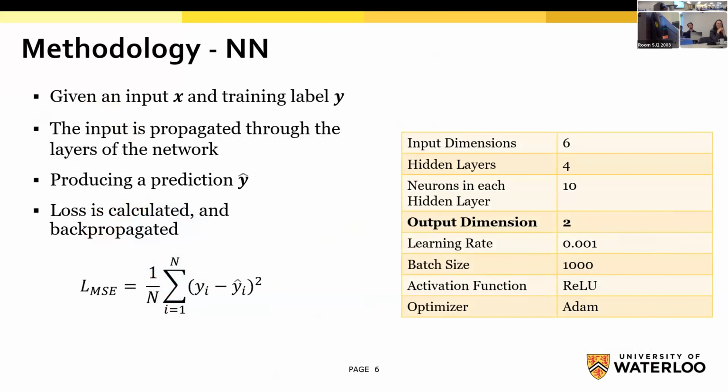To get this nonlinear relationship, we used a neural network, starting with an older kind of architecture, just a regular fully connected neural network. We give it an input vector and a training label. The input is propagated through the layers to produce a prediction, which is then compared with the label, and then that difference is back propagated and the weights are updated. This is just repeated until it converges. So it's just like a nonlinear regression method.